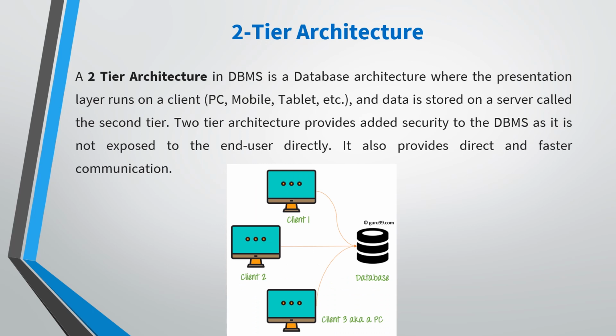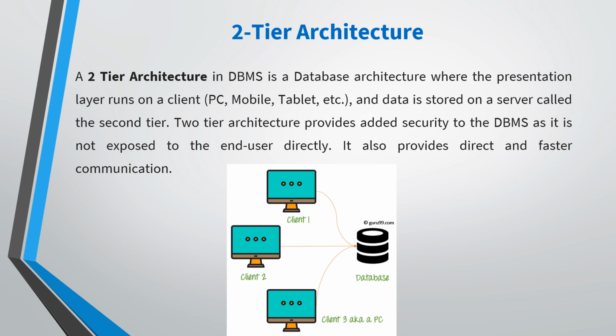Then the two tier architecture is the DBMS architecture where the presentation layer runs on a client and the data is stored on the server. So that we can call it the second tier. The client is called one tier, and the server is called the other tier. The two-tier architecture provides added security to the DBMS, as it is not exposed to the end users directly, and it also provides direct and faster communication.